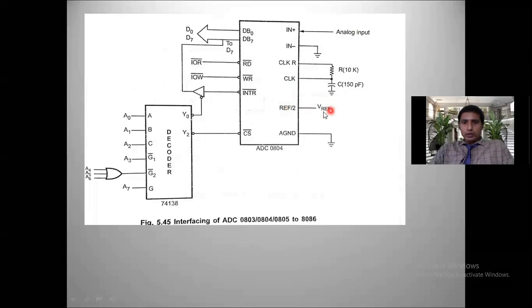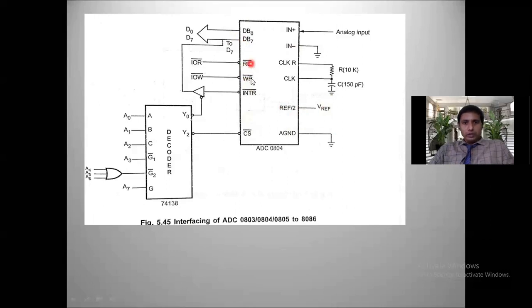Reference by 2 is connected to the reference voltage. For example, if the reference voltage is 10 volts and you connect reference by 2, it becomes 5 volts. Analog ground is connected to ground, because this side is analog, that's why I'm considering it as analog ground. This side is digital. Let us see here, the important point is how we are connecting.